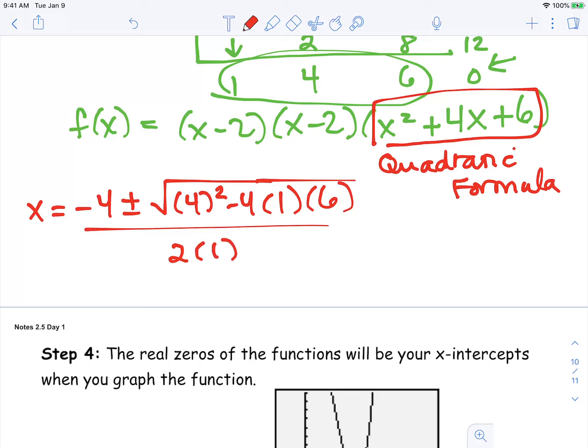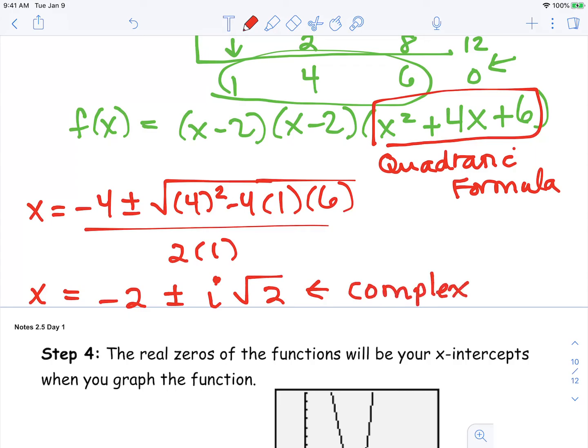We would simplify like we've done earlier in our class, and a problem occurs. We have a complex number. We have a radical, a square root that's negative. So these are complex. What that means is those complex numbers will not show up as x-intercepts. So we only have 2 x-intercepts.